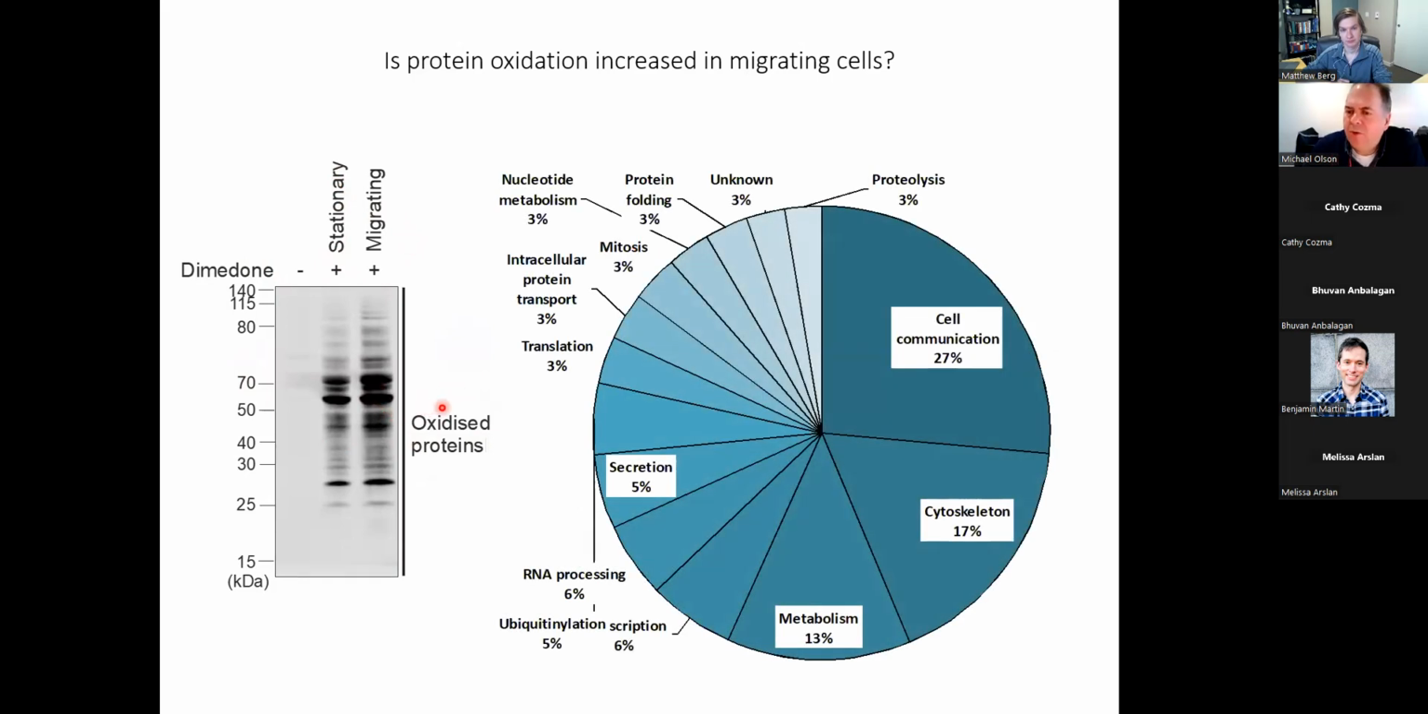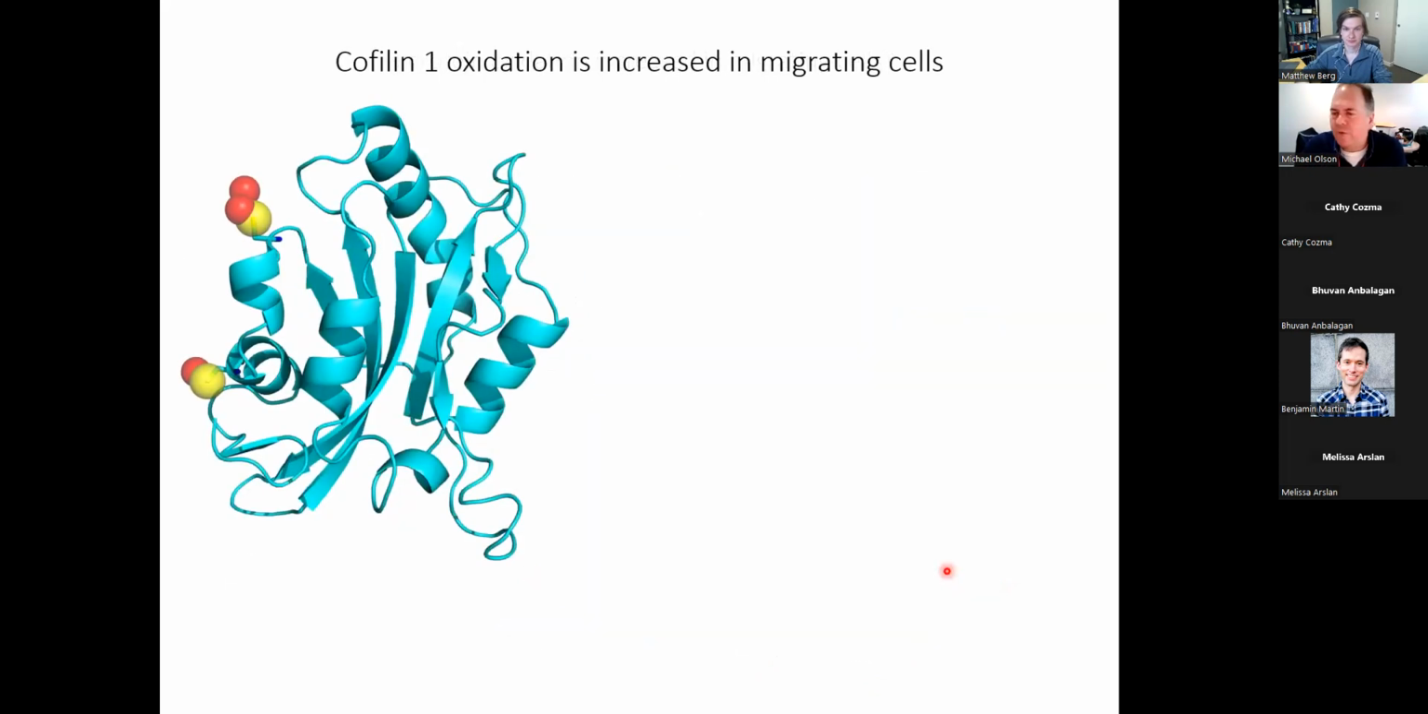And by mass spectrometry, what we identified was a few hundred proteins. The bulk of them could be classified as being involved in cell communication. A lot of them were involved in the cytoskeleton, and a lot were involved in metabolism. So there's a whole variety of proteins that are being oxidized. But we were very interested in these cytoskeleton proteins because, as I said, the cytoskeleton is very important for cell migration. And we really focused on a particular protein called cofilin-1.